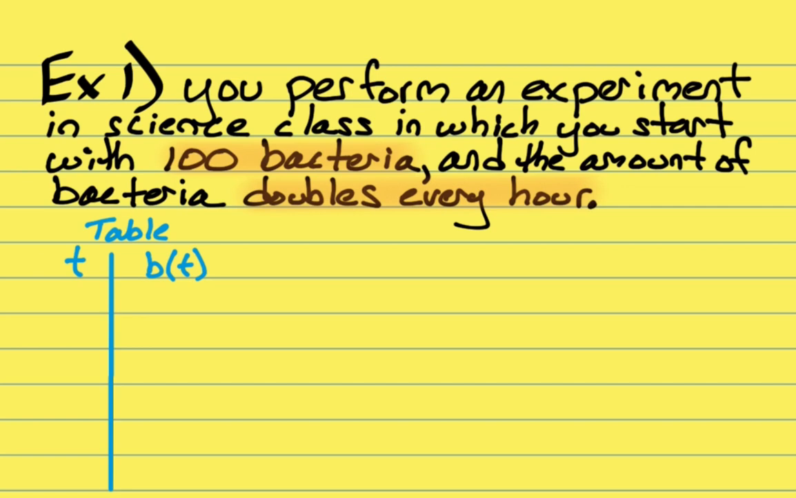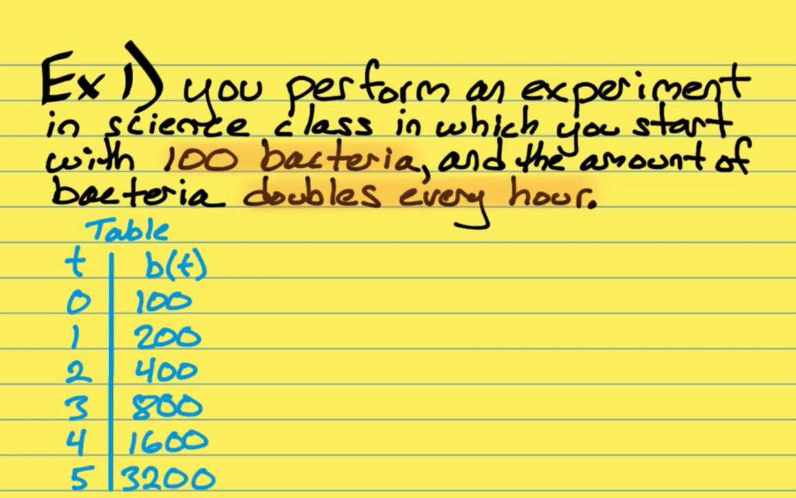We have T as the input variable for time, and B of T as the output variable for the number of bacteria. We know that at the start of this experiment, when 0 hours have passed, T equals 0 means 100 bacteria were present. Following the pattern of doubling each hour, after 1 hour, there are now 200 bacteria, since 100 doubled is 200. Continuing this pattern, after 2 hours, there are 400 bacteria. After 3 hours, there's 800, and so on and so forth.